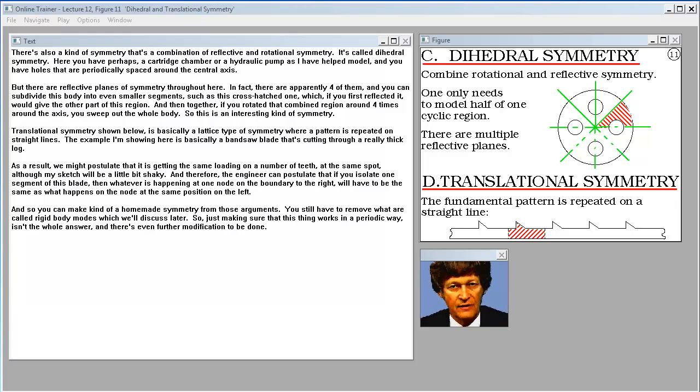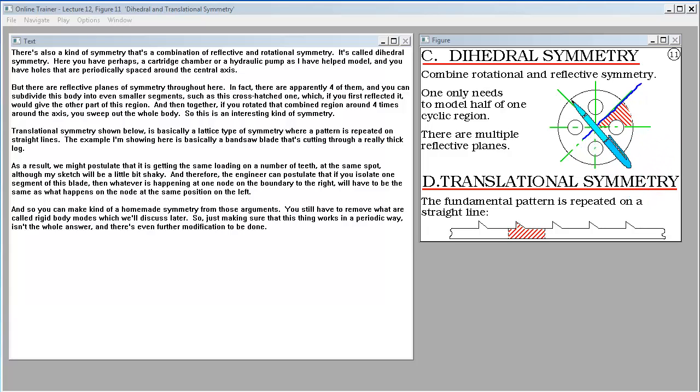There's also a kind of symmetry that's a combination of reflective and rotational symmetry. It's called dihedral symmetry. Here you have perhaps a cartridge chamber or a hydraulic pump, as I have helped model, and you have holes that are periodically spaced around the central axis. But there are reflective planes of symmetry throughout here.